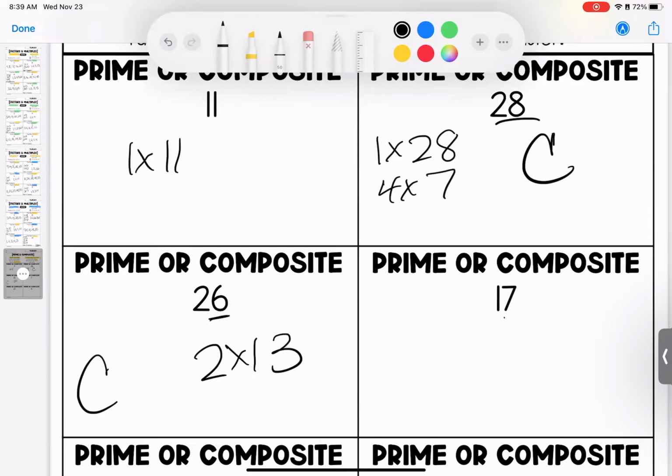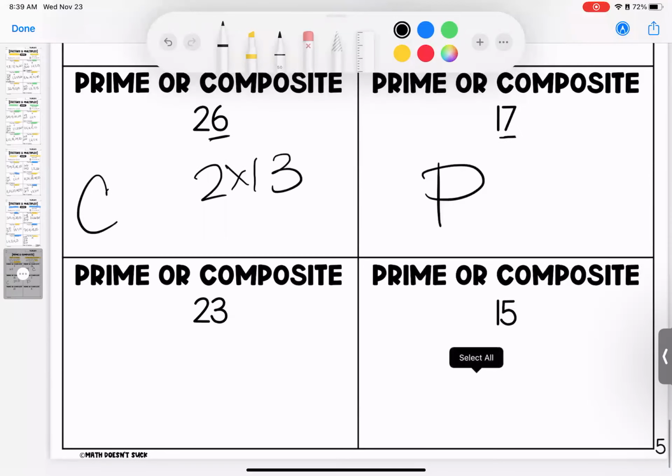Looking at 17, we use the 2 trick. No, doesn't end in a 0 or 5, doesn't add up to 9. This is going to be prime. 23, even though it is a little bit tricky, this is also going to be prime. Again, we look at that 3, do some tricks. Is it divisible by 2? Do these add up to 9? Is it a 0? Is it a 5?